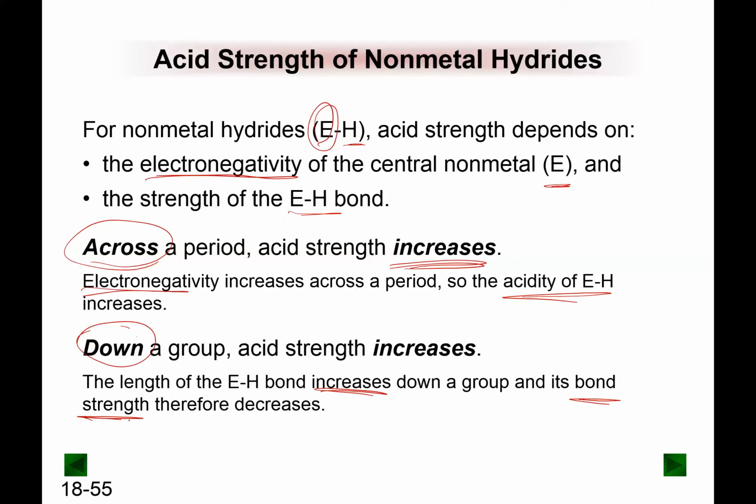So here, basically, as E gets bigger, the bond gets longer, and the strength, therefore, decreases. And that's really the rationale. As you get a bigger and bigger element, the bonds get weaker and weaker as they get longer, and therefore those protons come off more readily, making it a stronger acid.